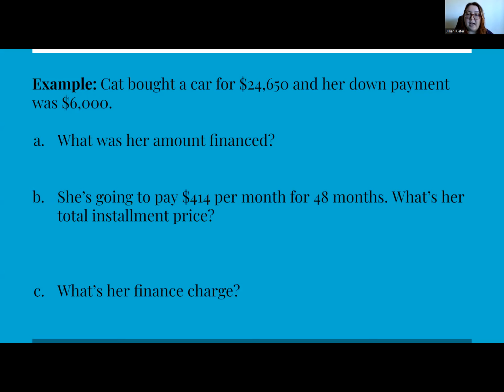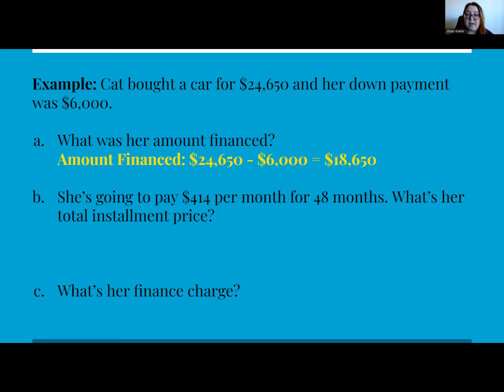As an example, Kat bought a car for $24,650 and her down payment was $6,000. The first question is, what was her amount financed? We said the amount financed was going to be the amount that you will actually pay interest on, meaning that it's going to be the amount of your item minus the down payment. So the car was $24,650 and her down payment was $6,000, so the amount financed will be $18,650. That's how much Kat will actually pay interest on since she was able to pay $6,000 outright.